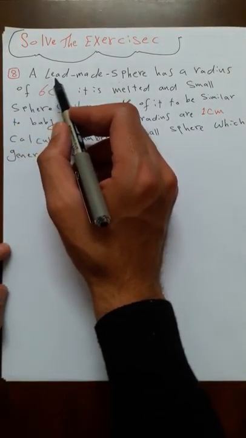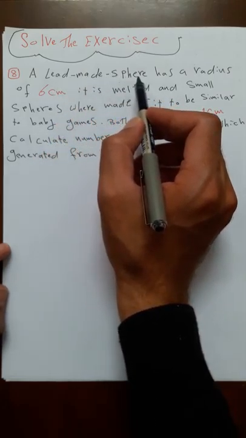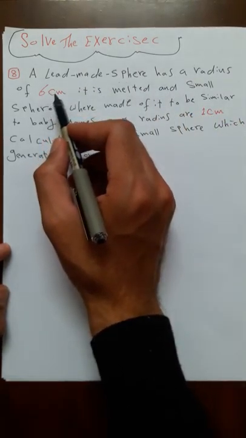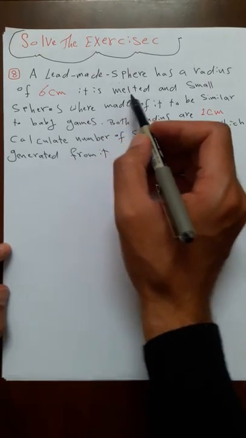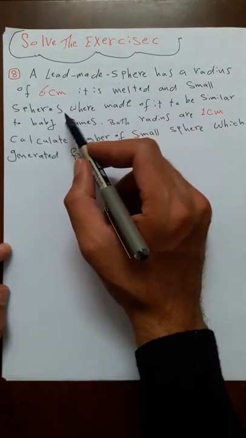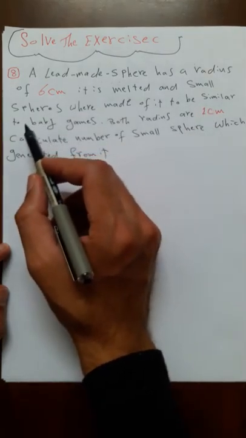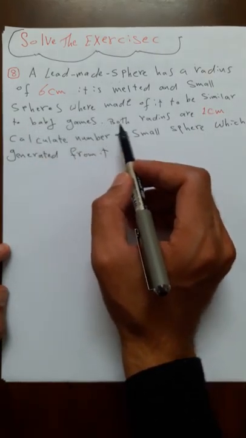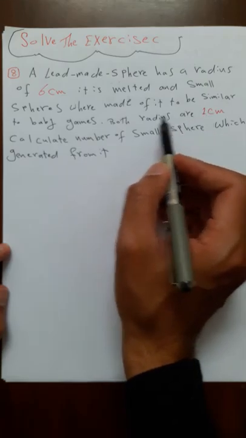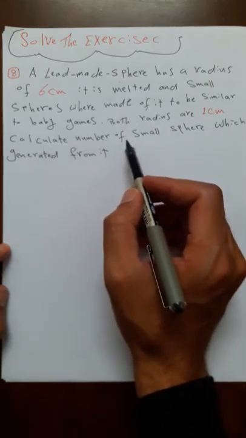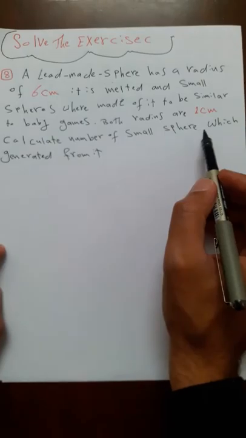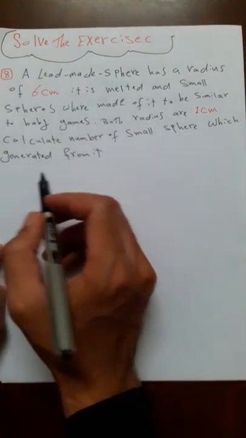Question 8: A lead made sphere has a radius of 6 cm. It's melted and small spheres were made of it to be similar to baby games. Both radius are 1 cm. Calculate number of small spheres which generated from it.